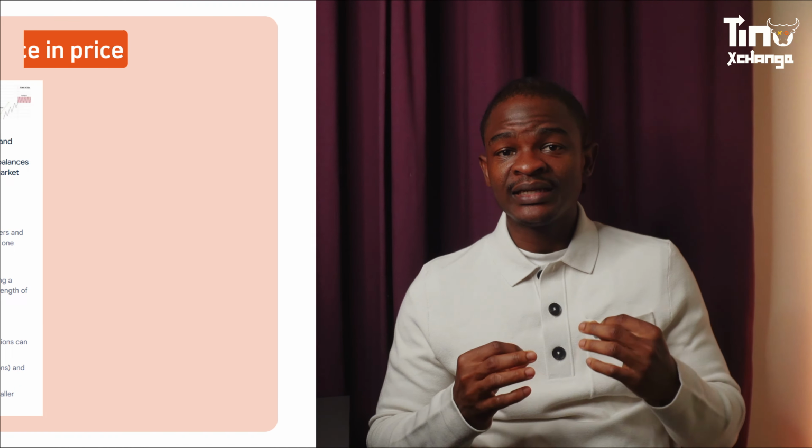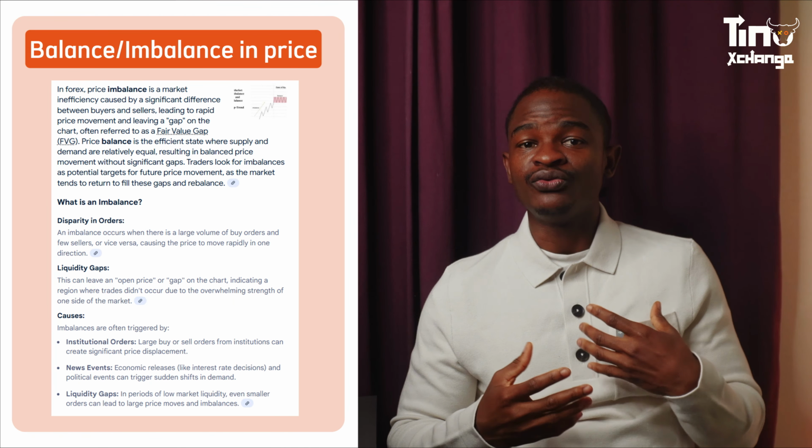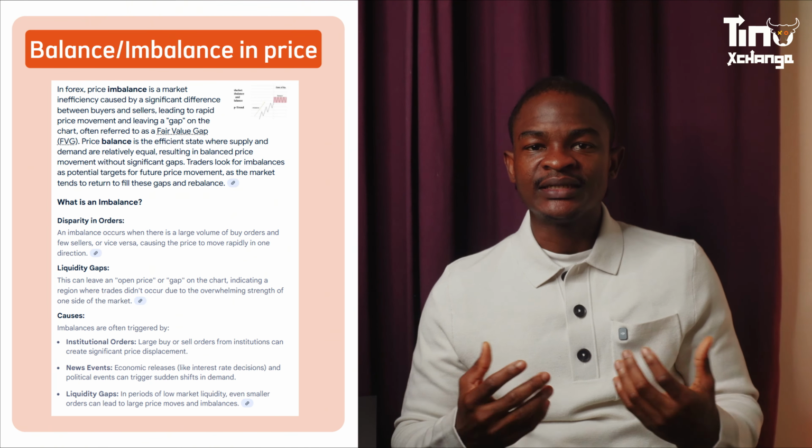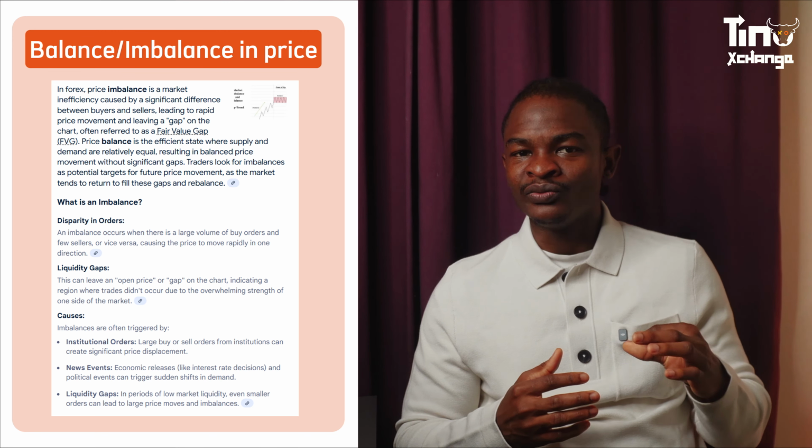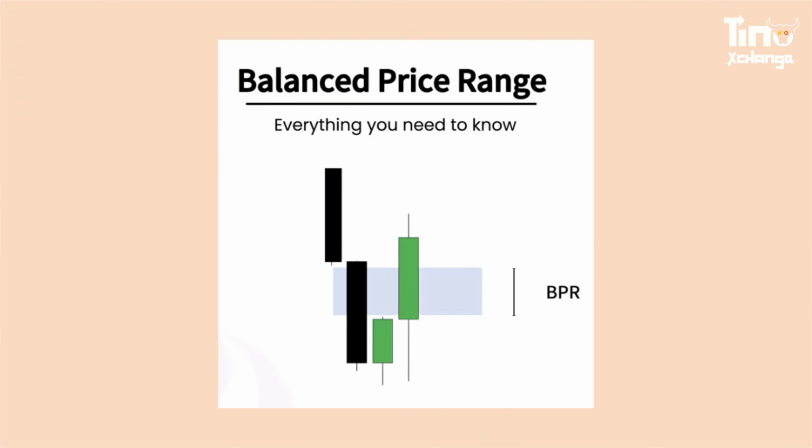Next concept I would like to touch on is imbalance and balance in price. In trading, balance and imbalance in price refers to the relationship between buyers and sellers in the market and how price moves when that relationship shifts. Balance price, also known as equilibrium, is when buying and selling pressure are relatively equal. Price moves slowly, often consolidating or ranging. You'll see small candles, equal highs, equal lows, or overlapping wicks. It shows the market is in agreement and there is no side in dominance.